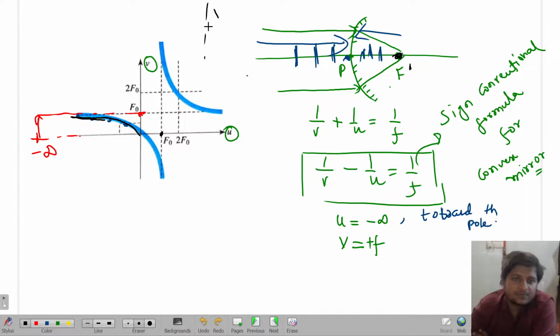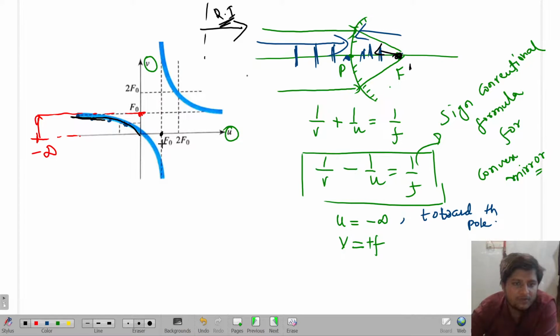The real image will be formed at infinity. Got it or not? If I move this virtual object towards the pole, what is going to happen? The image is going to move towards the pole also. If the object is moved towards the pole, the image is also going to move towards the pole. So what is going to happen if you decrease the object distance? The image distance will also be decreasing.